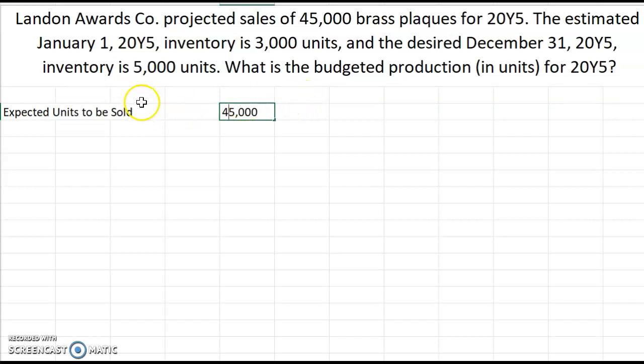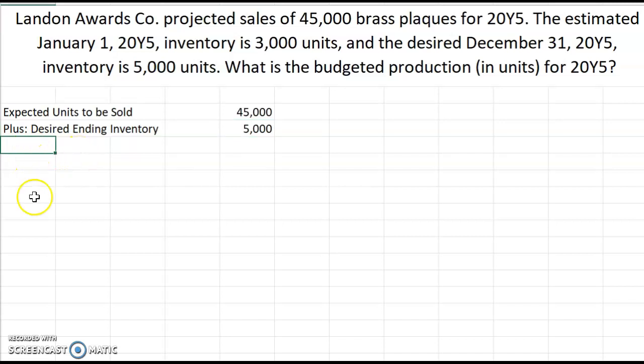It says the desired ending inventory is 5,000 units. So we're going to put that in as plus desired ending inventory. So that would be 5,000, and remember this is in units. So the total units required would be the sum of these two, which would be 50,000.